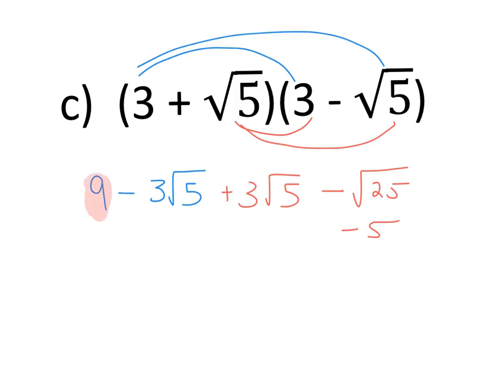So I'm going to put my 9 minus 5 together and get a 4. Okay, and then on the next part here, I'm going to go ahead and put the square root of 5's together. Okay, so negative 3 plus 3 cancels out and gives you a 0 root 5, or it's just 0. So your answer in this case is just going to be 4.